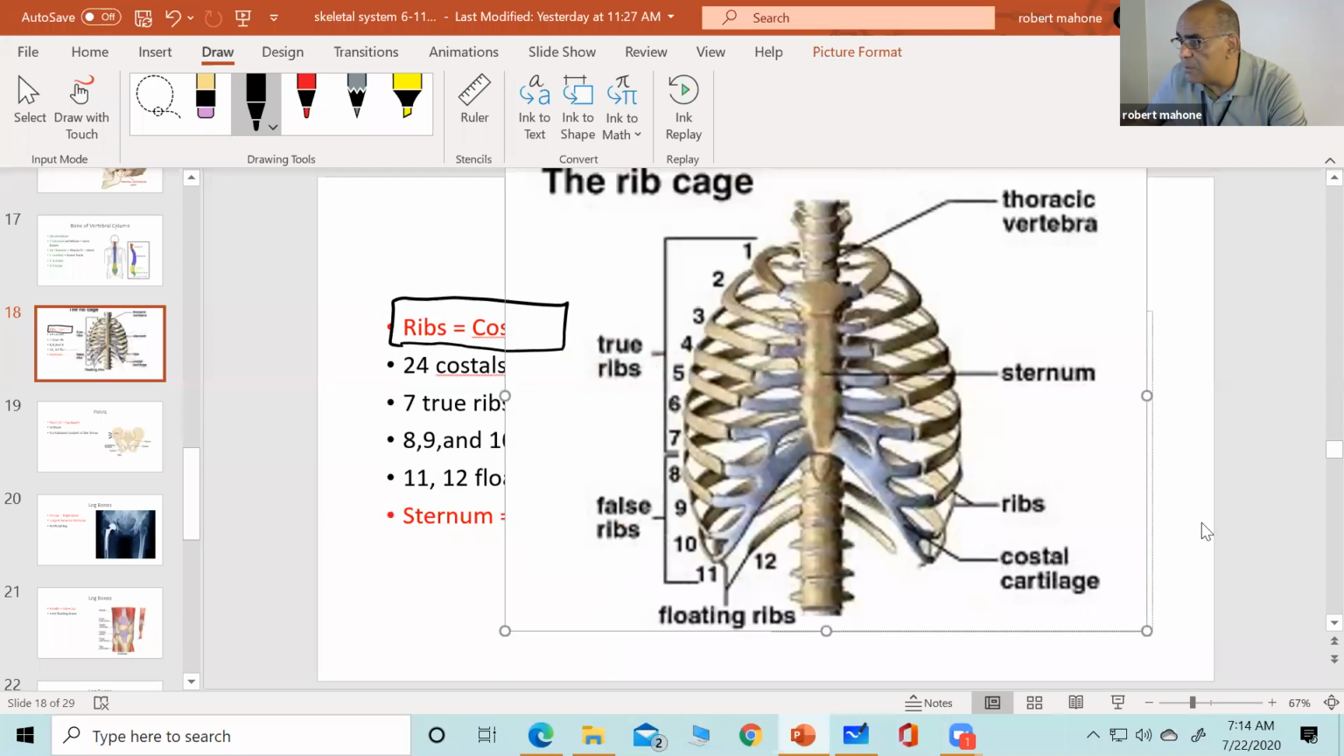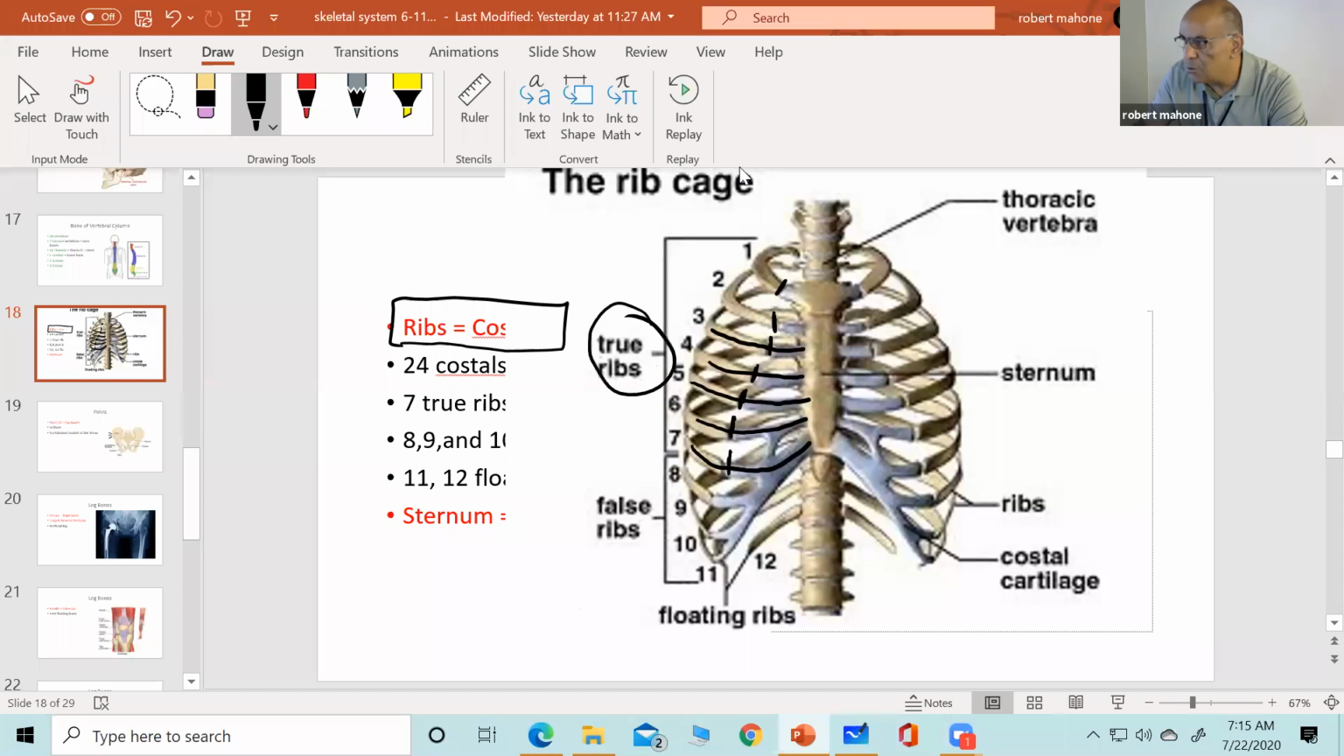The ribs are separated into categories, and we'll follow the first 7. 1, 2, 3, 4, 5, 6, 7. And you see all 7 of those come around and attach to the sternum. So since these are all attached directly to the sternum, they're called true ribs. Each one comes all the way around and attaches right there to the sternum. And that makes them true ribs.